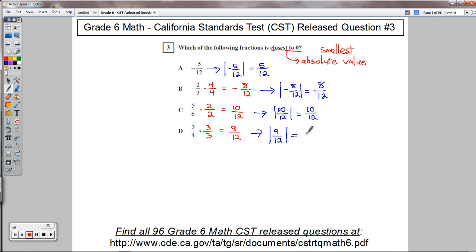So which one of these has the smallest absolute value? I look at these and it's pretty clear that this one has the smallest absolute value. So choice A, the one that was already written as a fraction over 12, already had the denominator of 12, choice A is the correct choice.